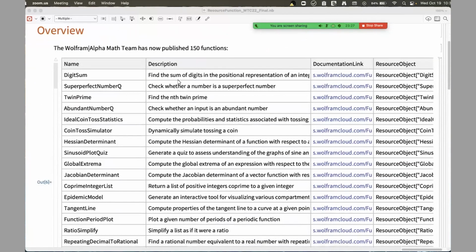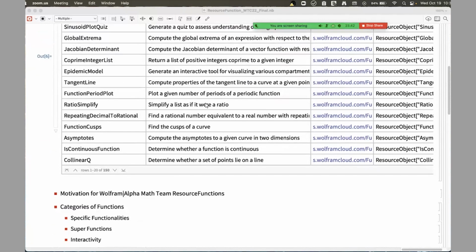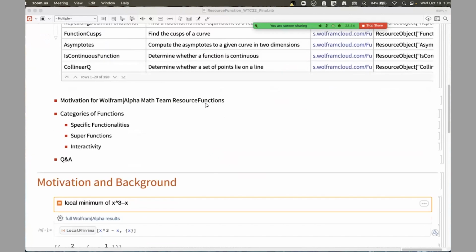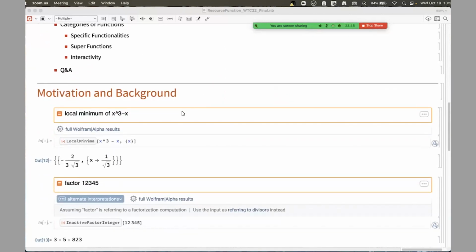So as of this week, the Wolfram Alpha Math team has now published 150 resource functions in a broad range of categories, all falling under the big umbrella of math, right? So there's this data set here. I encourage you to, again, download this and look at that and see the whole range of what we've developed.